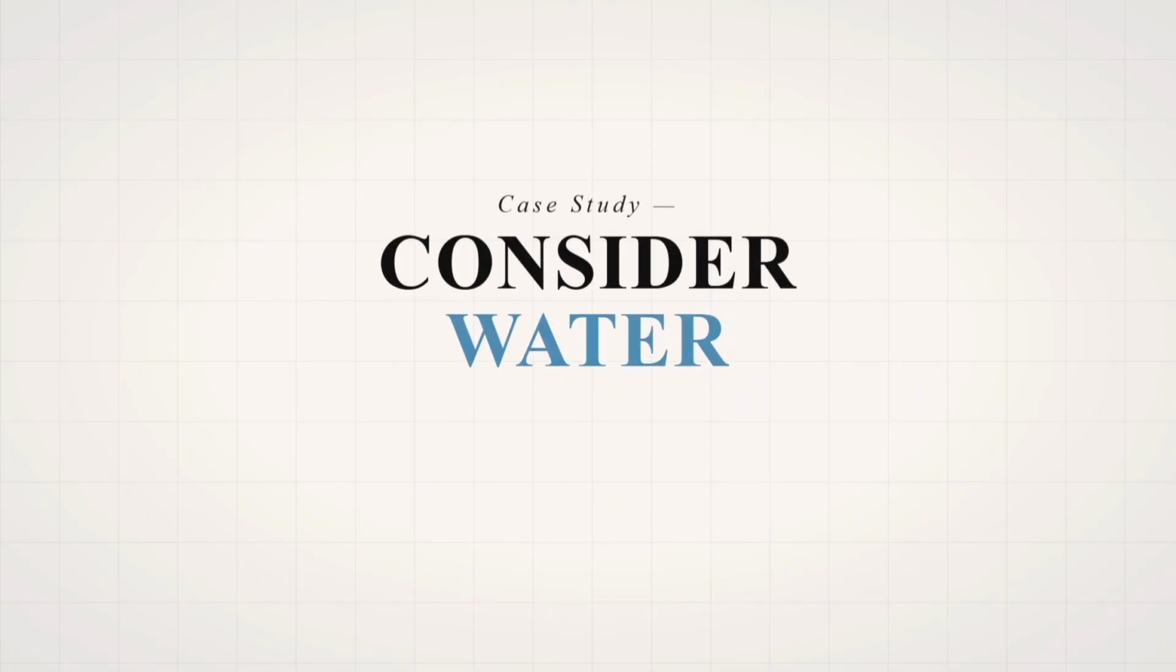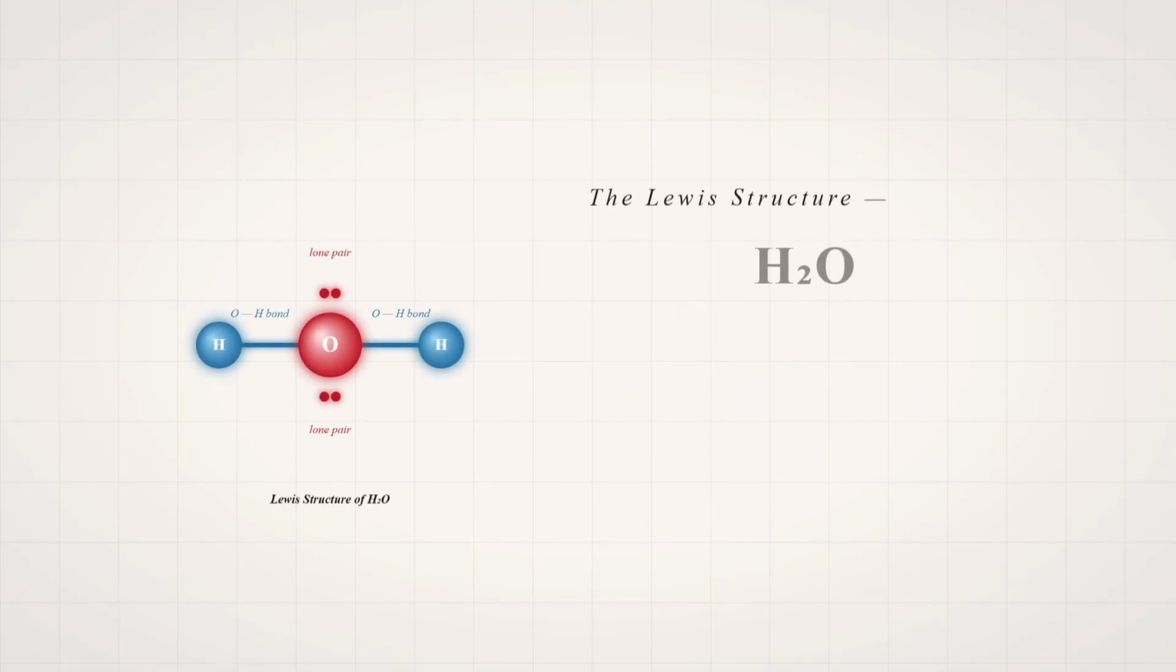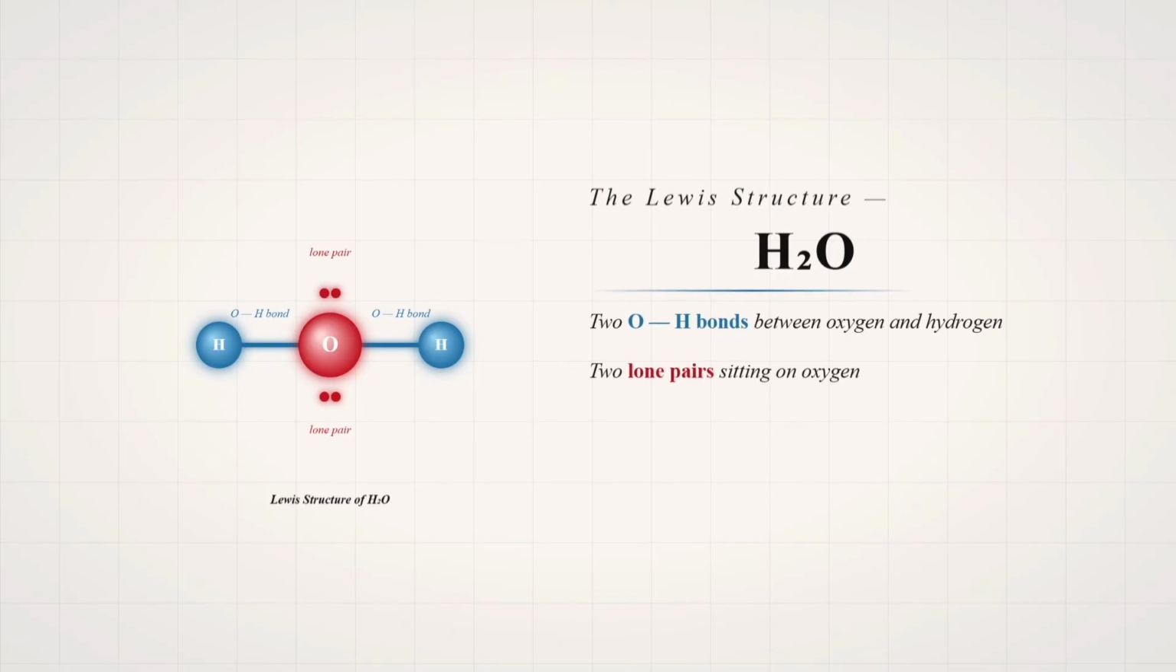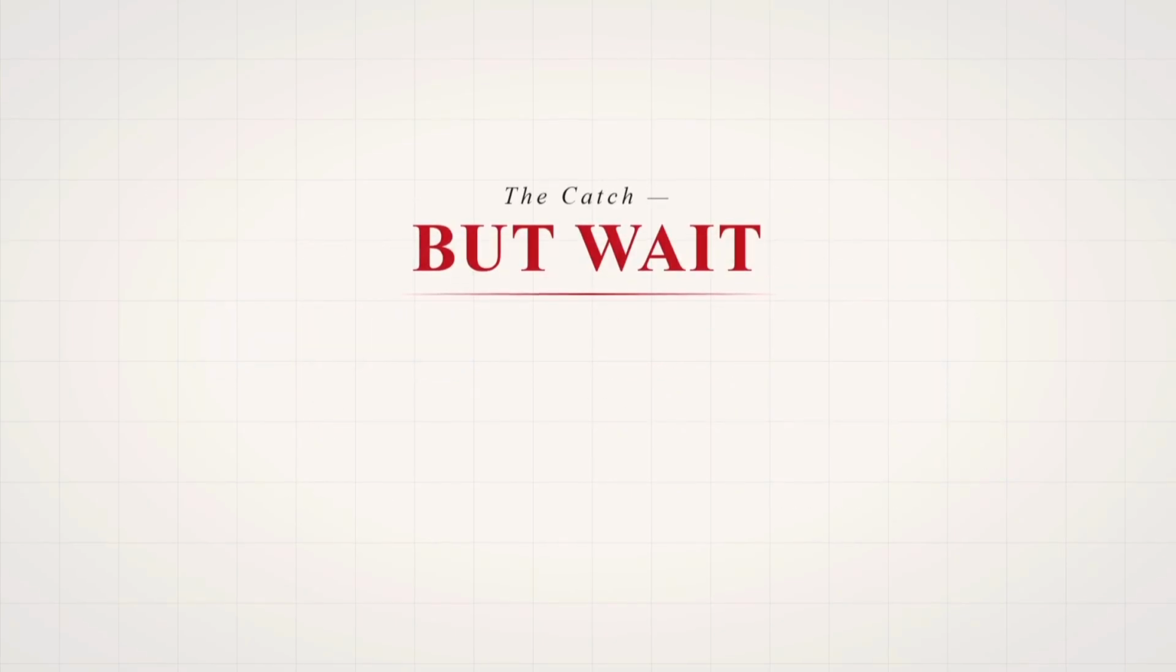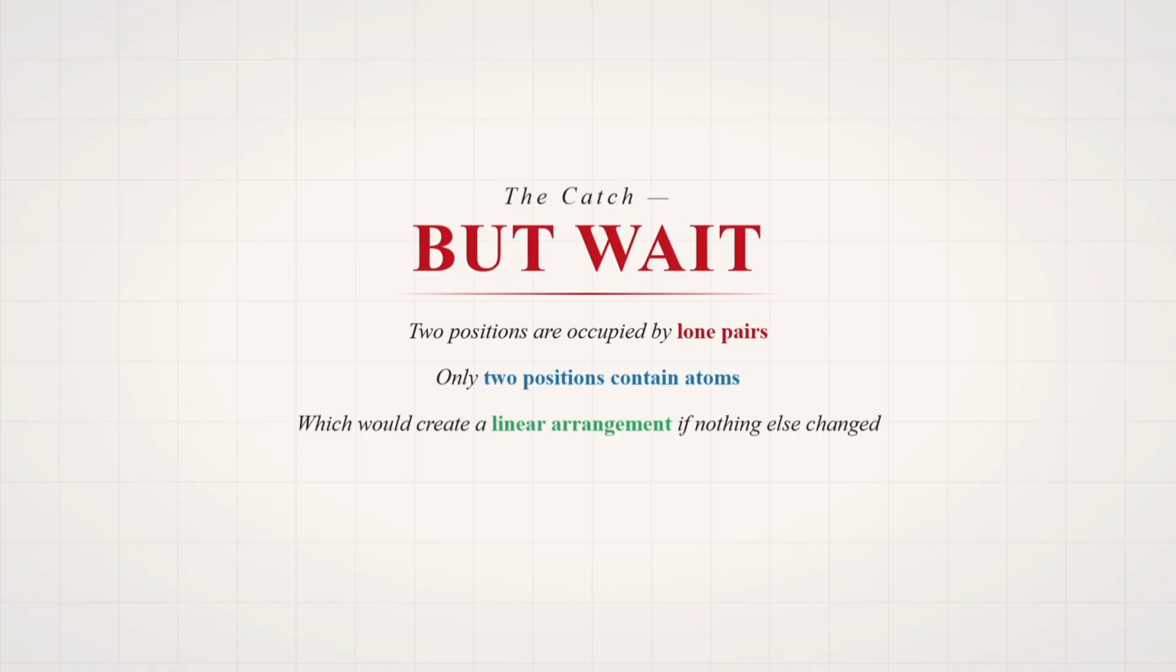Consider water. Lewis structure shows 2 bonds between oxygen and hydrogen and 2 lone pairs on oxygen. Total electron groups are 4. According to VSEPR, the electron geometry is tetrahedral. But here's the catch. 2 positions are occupied by lone pairs. Only 2 positions contain atoms, so when we look at the atoms, the shape appears bent.